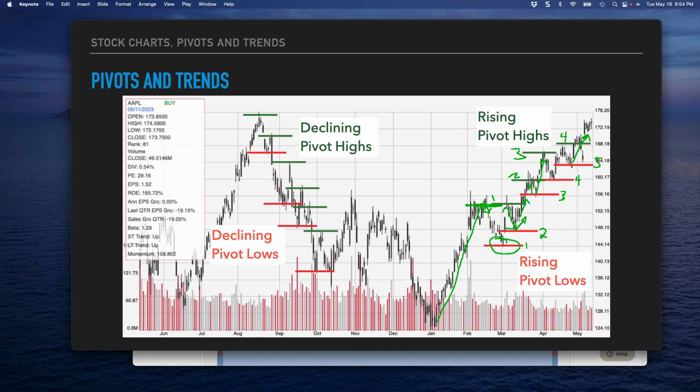Let me clear out my drawings for a moment and change my color again. You can think of these as a stair step.